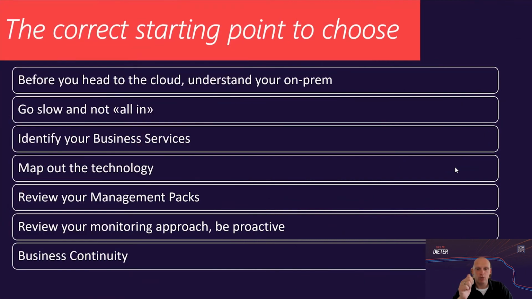So the correct starting point to actually choose, because I mentioned already that it's possible to take one or the other, you need to understand your on-prem, and you need to make sure that you always first check what you have on premises before you go to the cloud and vice versa. You need to go slow, meaning that you need to actually make sure that you think things through. A normal project that we initiate always takes first a workshop with different questions.